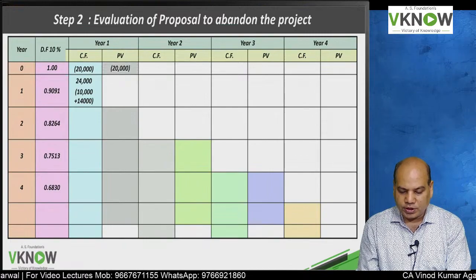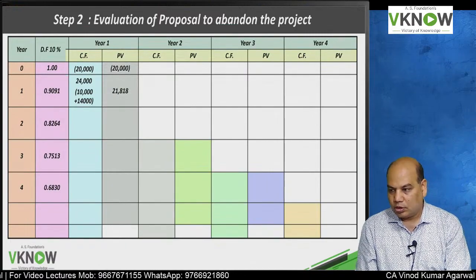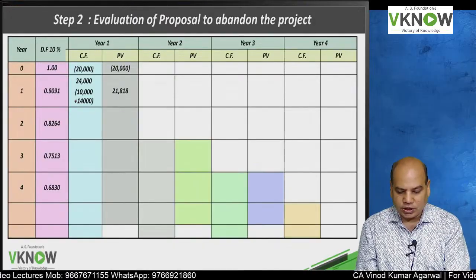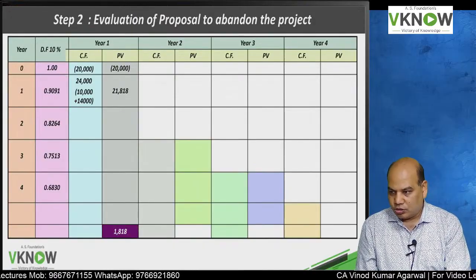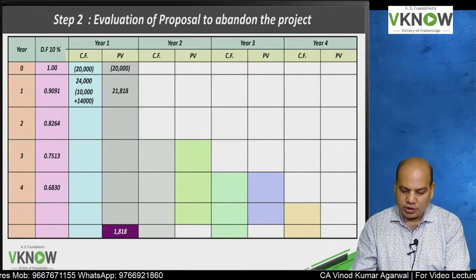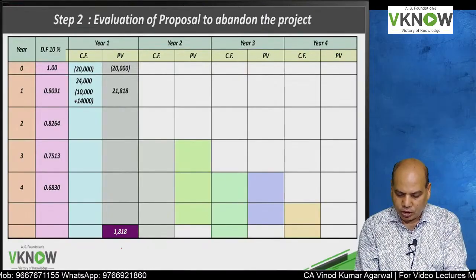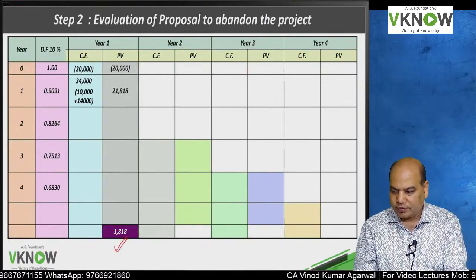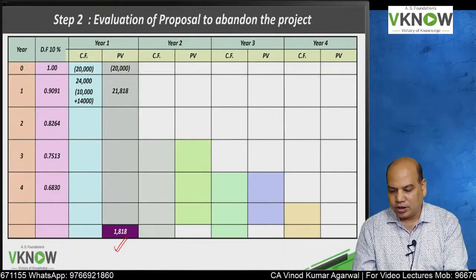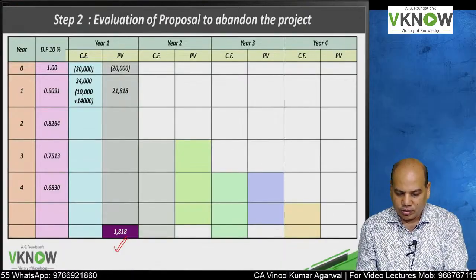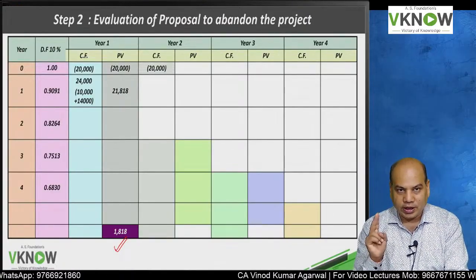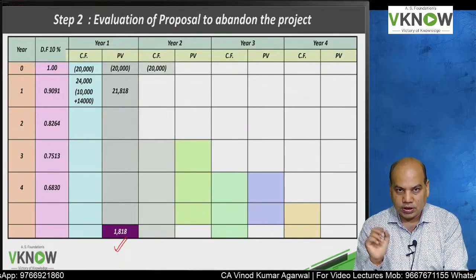Now you compute present value. 20,000; second answer is 21,818. Please take the total. If you abandon at the end of year 1, your NPV will be 1,818.